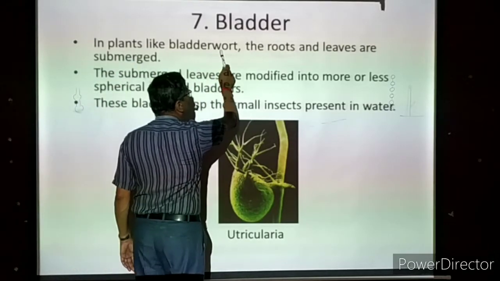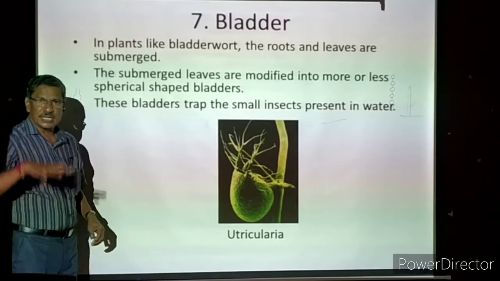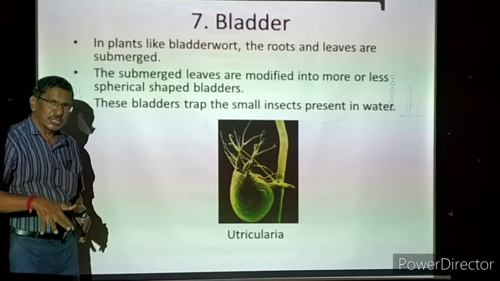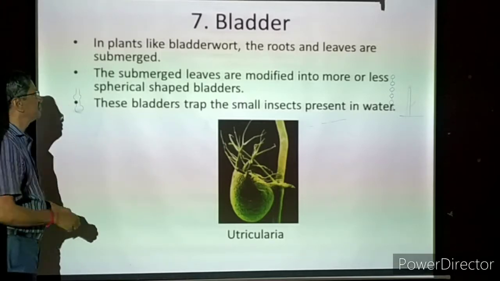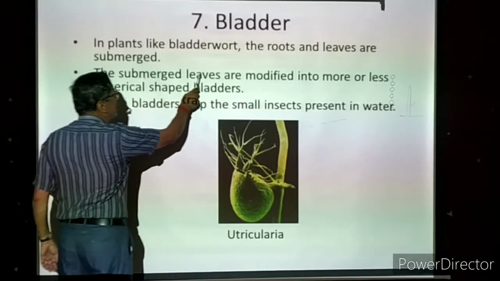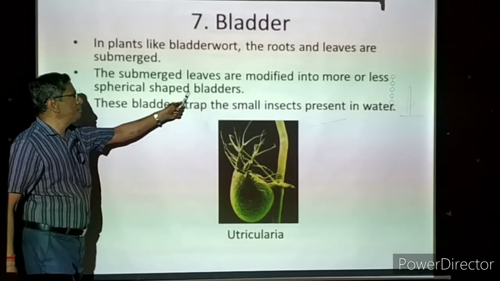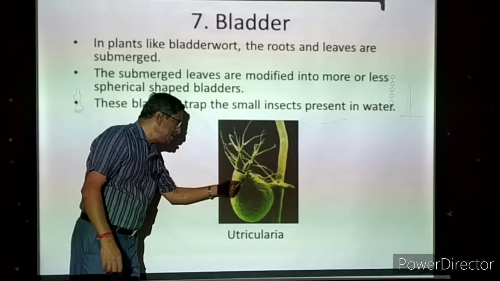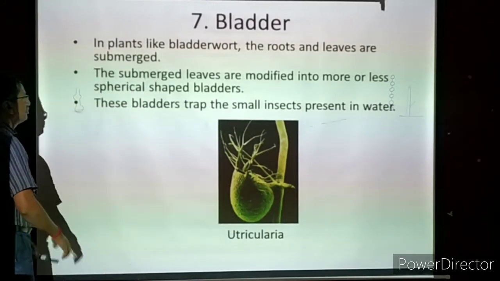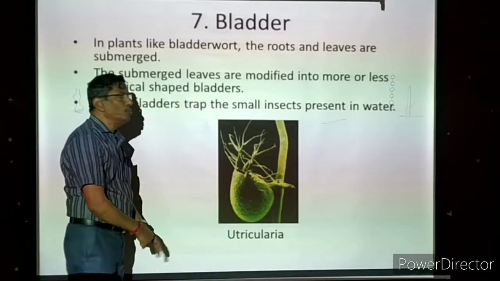In plants like bladderwort, the roots and the leaves are submerged. Roots are submerged in water. Even leaves are also submerged. We can say the whole plant is immersed in water. The submerged leaves are modified into a more or less spherical bladder. So the leaves which are immersed in water are modified into spherical bladders. These bladders trap the small insects present in water.